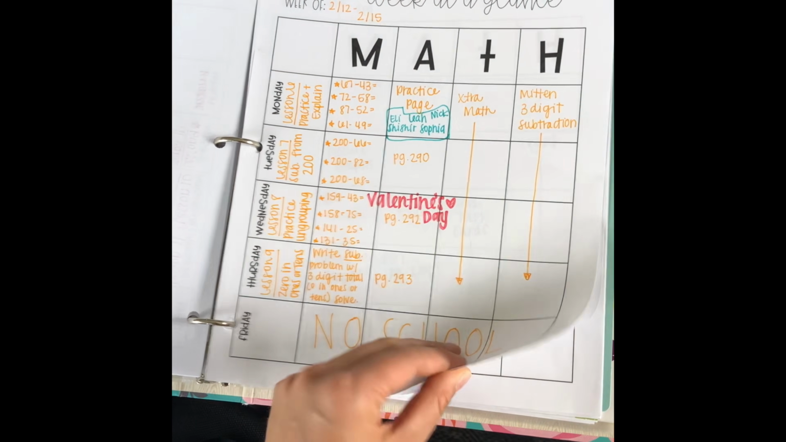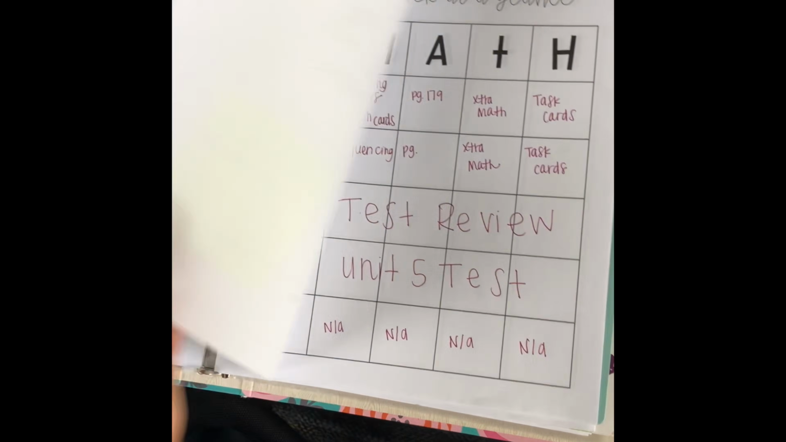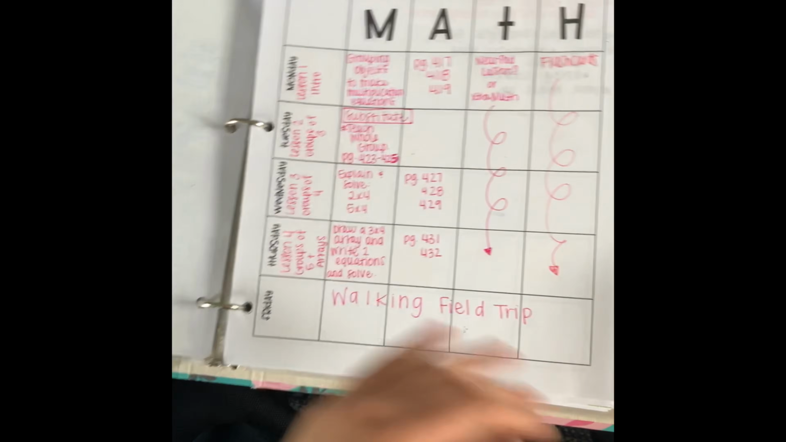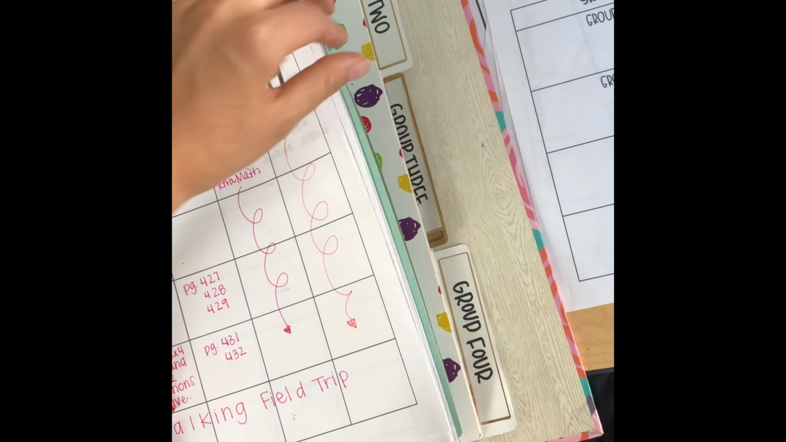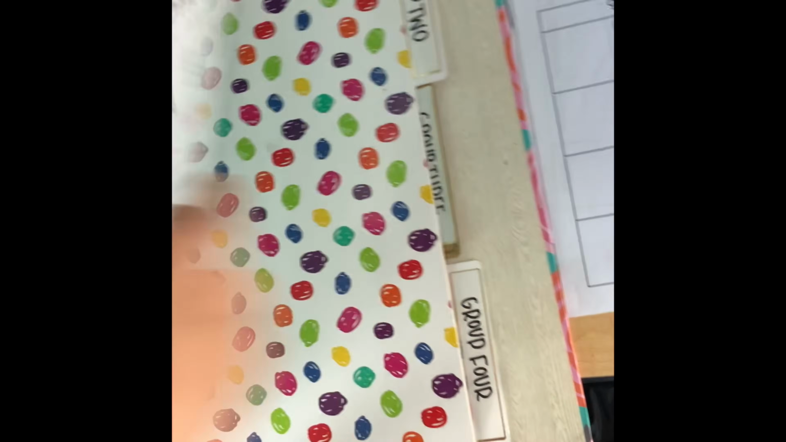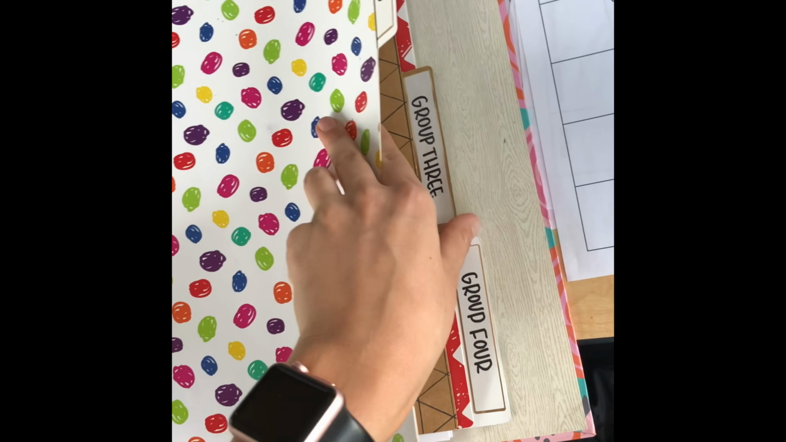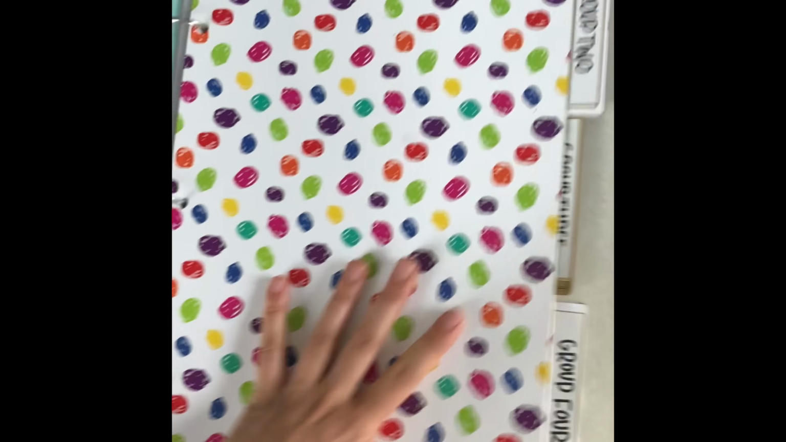And that's great. And this has actually ended up working the best for me this year, but I also have a tab for each one of my groups. And I go kind of highest to lowest. So group 1 is like my lowest group. Group 2 is my middle, or group 2 and 3 are my middle groups. Group 4 is my highest group.